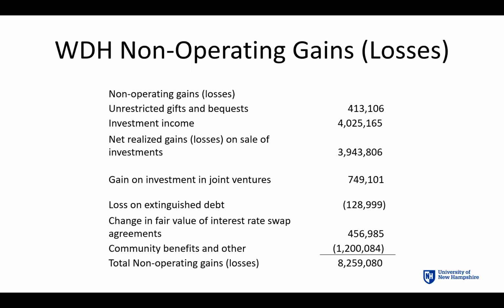Okay, so that's income from just holding an investment. That's different from the next line, which is net realized gains or losses on the sale of investments. So there's two ways that you can make money by investing. One is you can buy investments that pay out some sort of dividend or interest. So you can buy a bond and collect interest on that bond. You can buy stock, and that stock pays dividends.